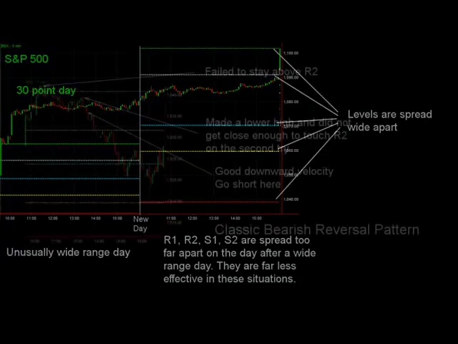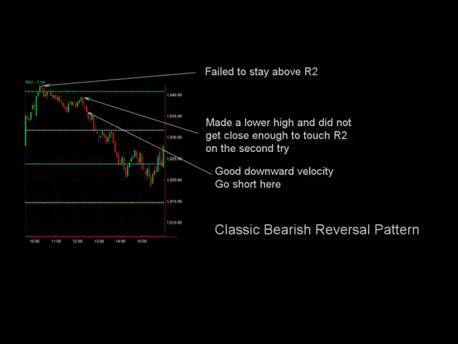A classic bearish reversal pattern is to fail to breach a resistance level, followed by a weaker second attempt. When the second attempt fails, then the bulls lose control and the price falls until support can be found.